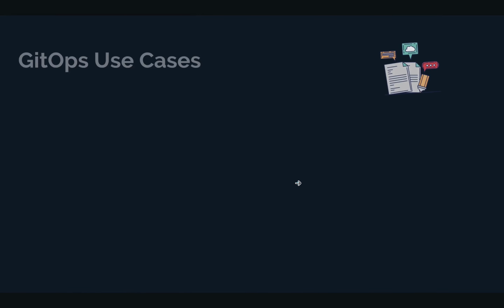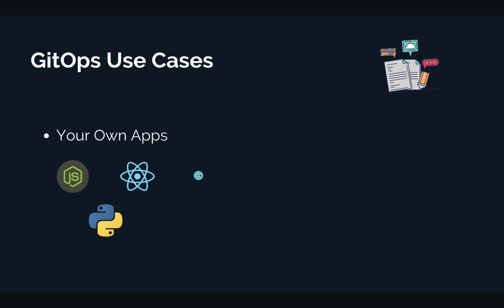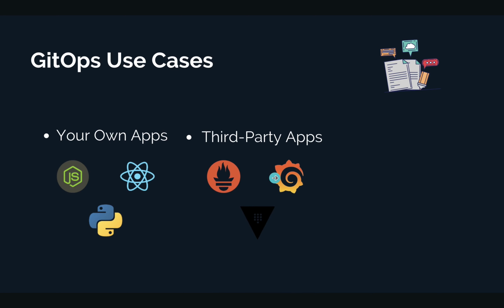So let's see now some of the GitOps use cases. You can use GitOps practices with your own applications that are developed and maintained by your team, or you can use GitOps practices for other third-party apps that are used for monitoring the environment, such as Prometheus, or for example for managing your secrets using Vault. Also, GitOps practices can be used to manage your own infrastructure, such as the Kubernetes cluster configuration, and so on.